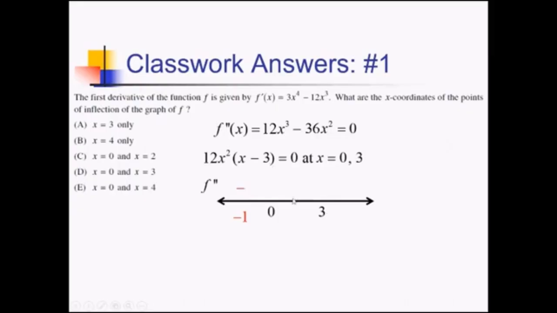Now something between 0 and 3, let's try 1. 1 minus 3 is negative. Something bigger than 3, like 4. 4 minus 3 is positive. So I see here that f double prime changes sign at x equals 3 only. So that means f's only point of inflection is going to be at x equals 3, which gives us choice A.